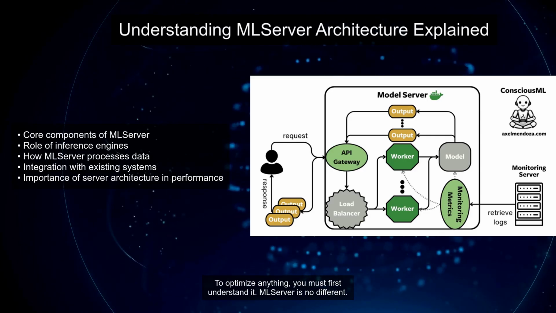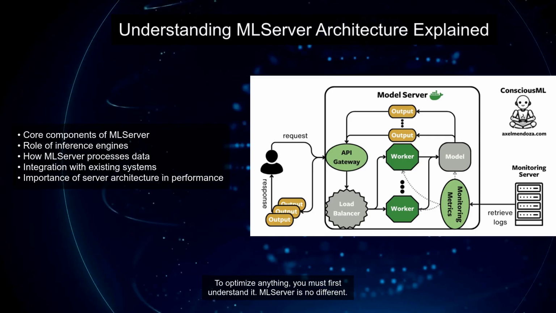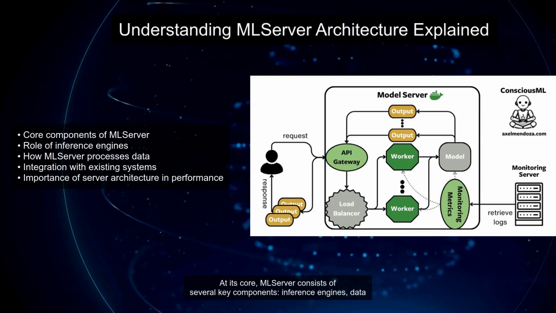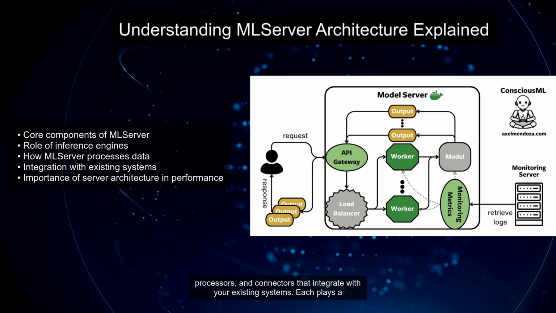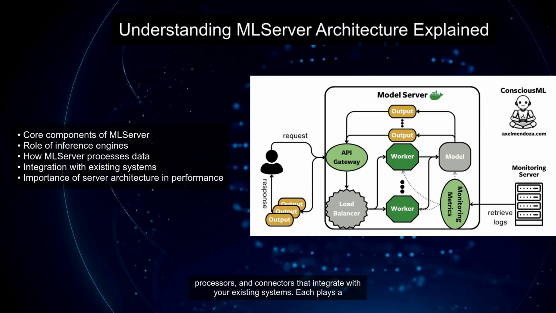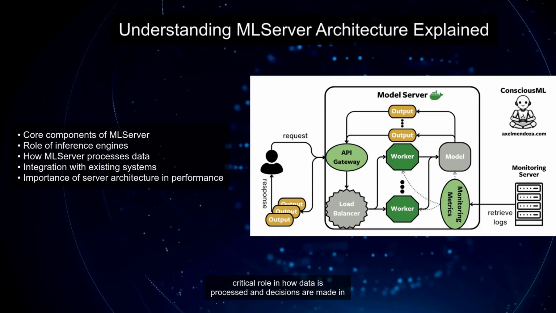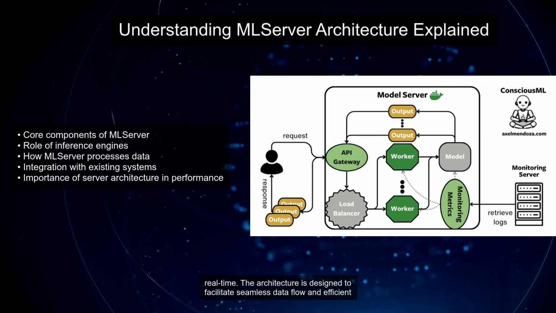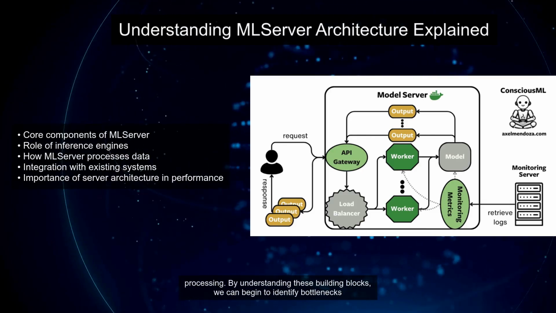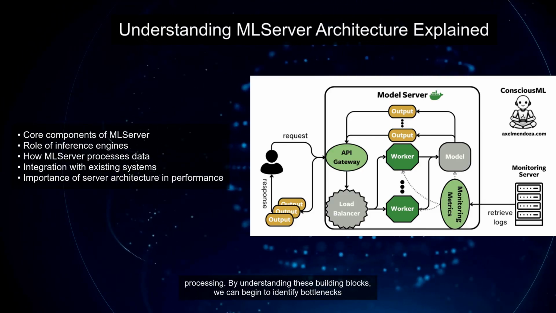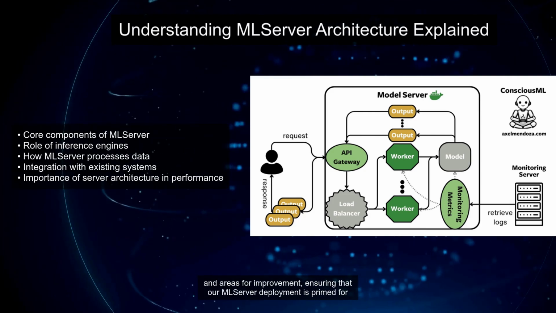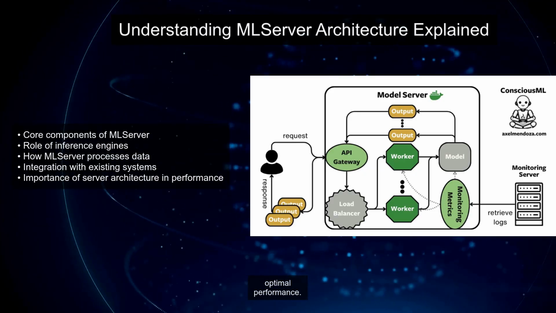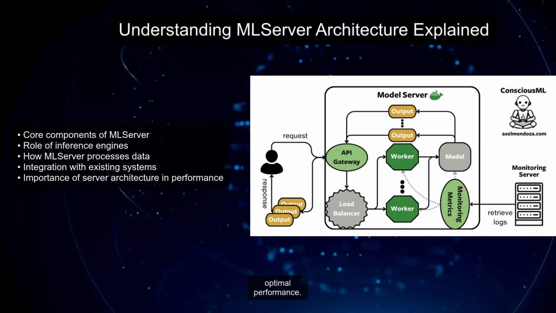To optimize anything, you must first understand it. MLServer is no different. At its core, MLServer consists of several key components: inference engines, data processors, and connectors that integrate with your existing systems. Each plays a critical role in how data is processed and decisions are made in real time. The architecture is designed to facilitate seamless data flow and efficient processing. By understanding these building blocks, we can begin to identify bottlenecks and areas for improvement, ensuring that our MLServer deployment is primed for optimal performance.